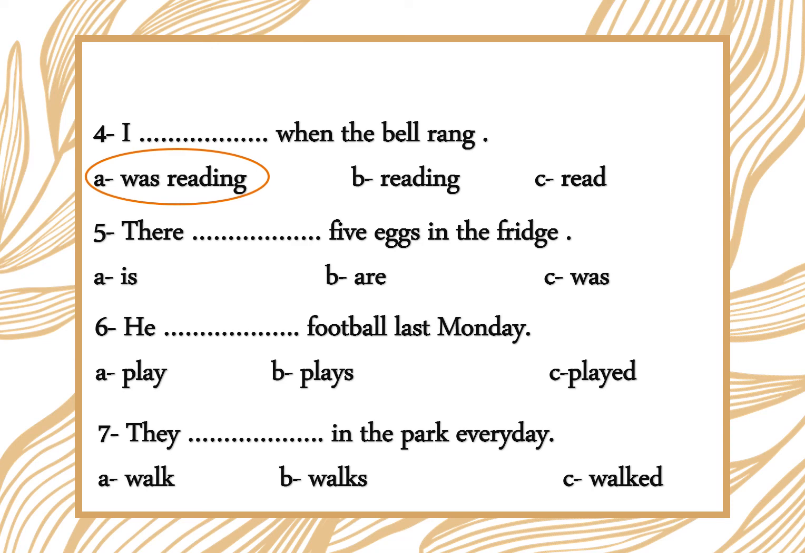Number 5: There 5 eggs in the fridge. Because they give me the number already, and as we said, we use there is for only one thing and there are for many different things. There is, there are, there was. There is 5 eggs in the fridge. There are 5 eggs in the fridge. There was 5 eggs in the fridge. Of course the answer will be there are.